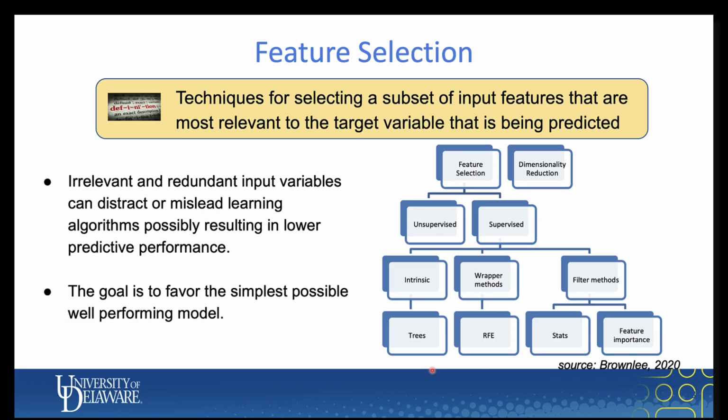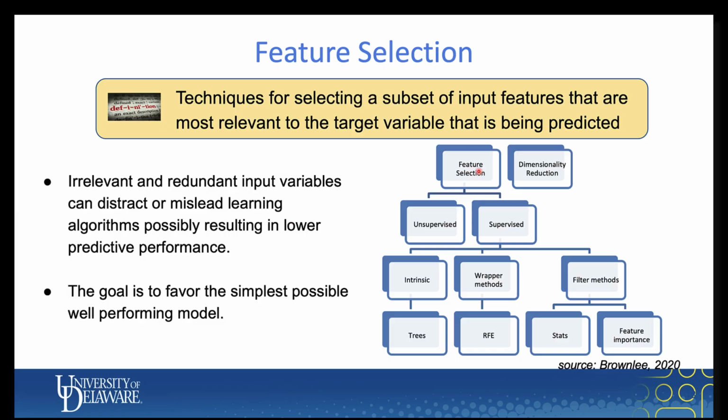Feature selection refers to techniques for selecting a subset of input features that are most relevant to the target variable that is being predicted. Irrelevant and redundant input variables can distract or mislead learning algorithms, possibly resulting in lower predictive performance. So the goal of feature selection is to favor the simplest possible well-performing model by selecting the most relevant features that describe the data.